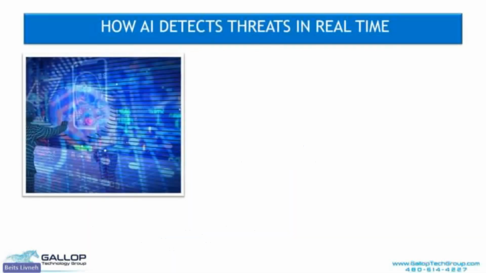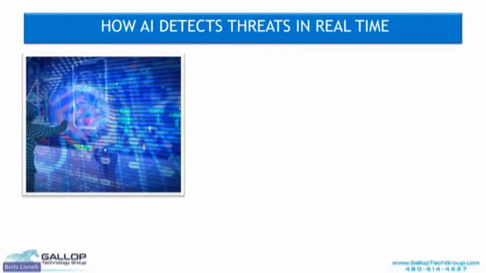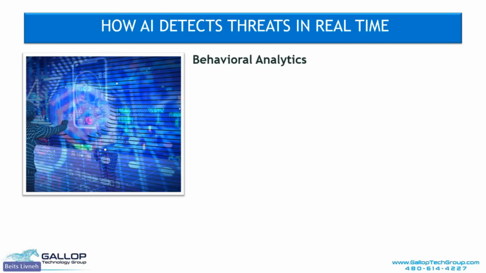How does AI detect threats in real time? That's a very interesting question that a lot of our clients ask us. So let me explain a little bit. There is behavioral analytics, which is basically monitoring how the user behaves.